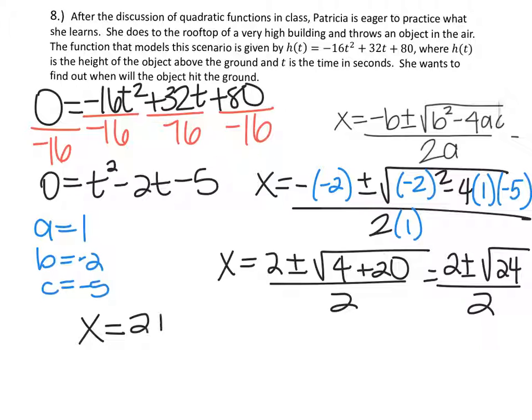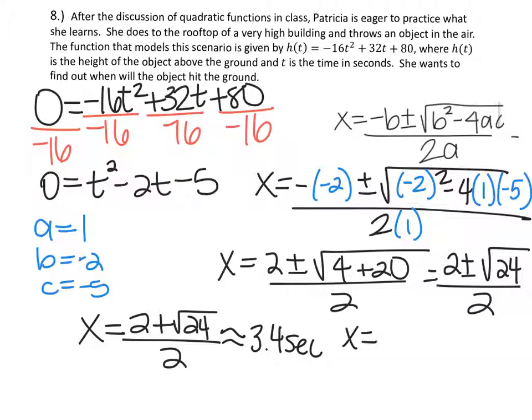So we have 2 plus the square root of 24, divided by 2. If you put that in the calculator, we'll get approximately 3.4 seconds. And then the other one will be t = 2 minus the square root of 24, divided by 2. And if we put that in the calculator, we'll get approximately -1.4 seconds.